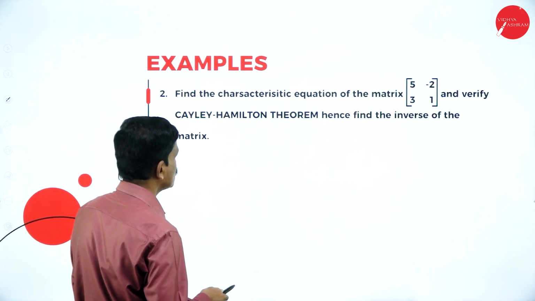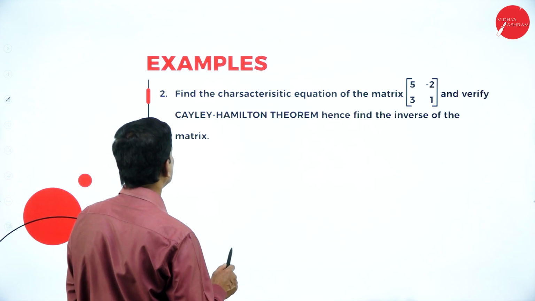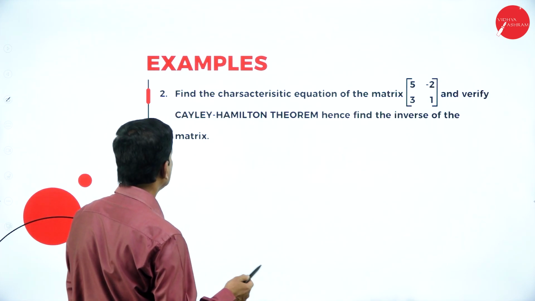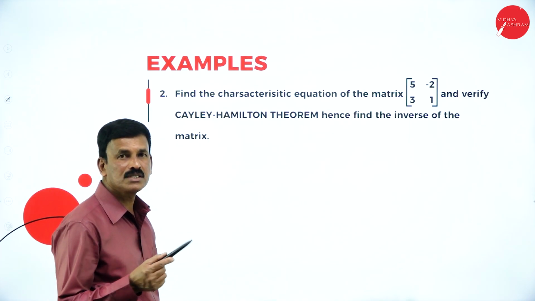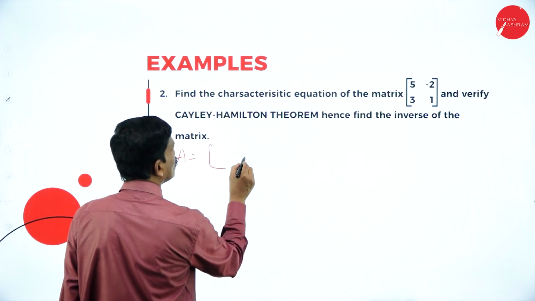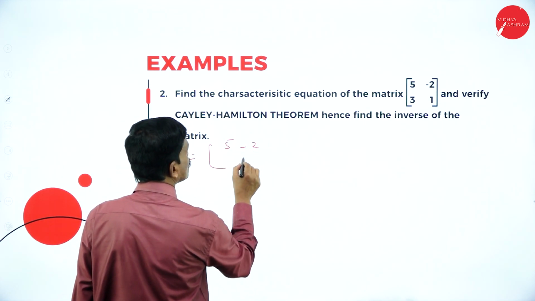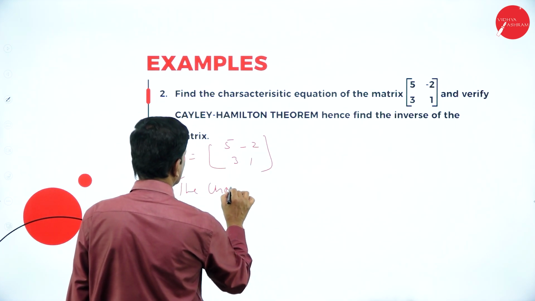So find the characteristic equation of the matrix 5, minus 2, 3, 1 and verify Cayley-Hamilton theorem. Hence find the inverse of the matrix. Same type of problem, same as the previous, but this is 2 rows and 2 columns. Now what is given? The matrix A is equal to 5, minus 2 and 3, 1.